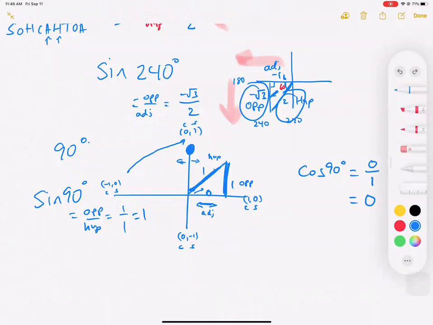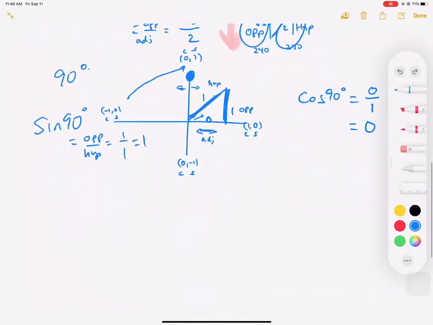I'm going to do another one now for you guys, okay? Let's do 270. That's usually a tricky one. 270, and we'll do sine again. Step 1, draw the cross. Step 2, draw the angle. Followed by, how would I draw the triangle?